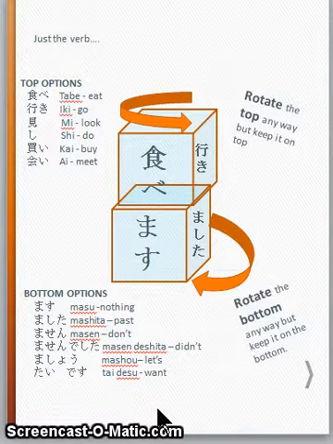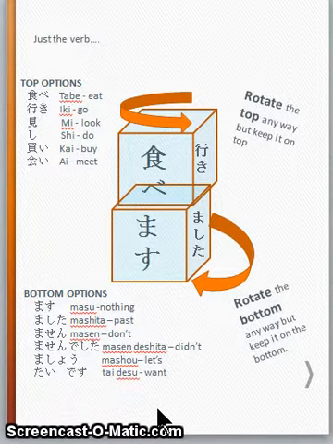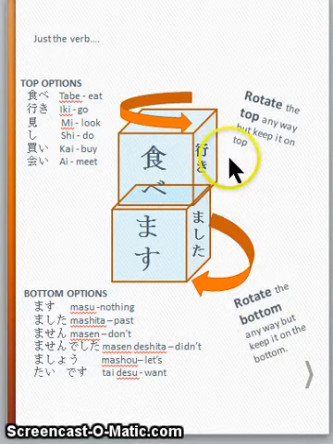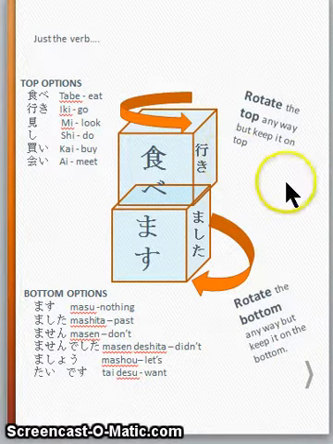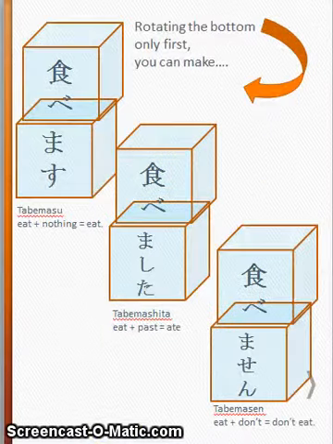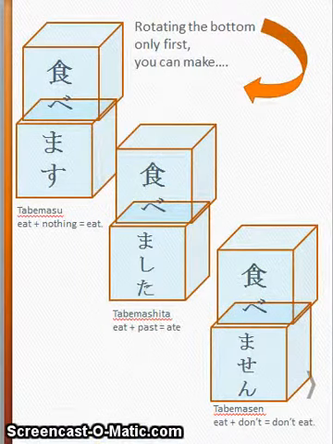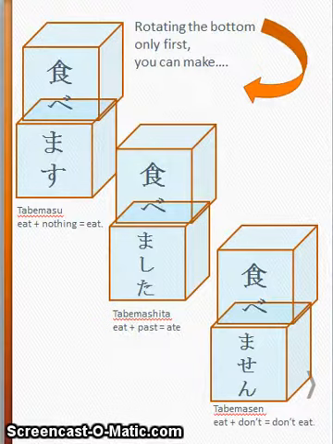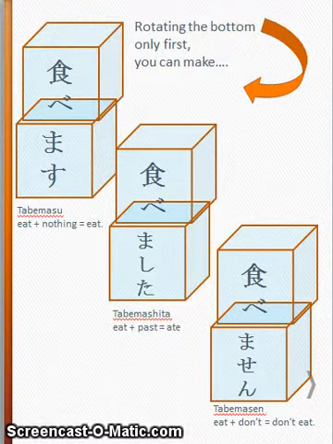Yes, tai is not a masu strictly, but it does work in the same way to add a bottom part to the verb. With the 6 options, you can rotate the top part any direction that you want to, but keep it on top. And you can rotate the bottom part any direction you want to, but keep it on the bottom. Rotating the bottom only first. So I want to show you how changing the bottom cube into the 6 options can give you a variety of ways of saying that particular verb.